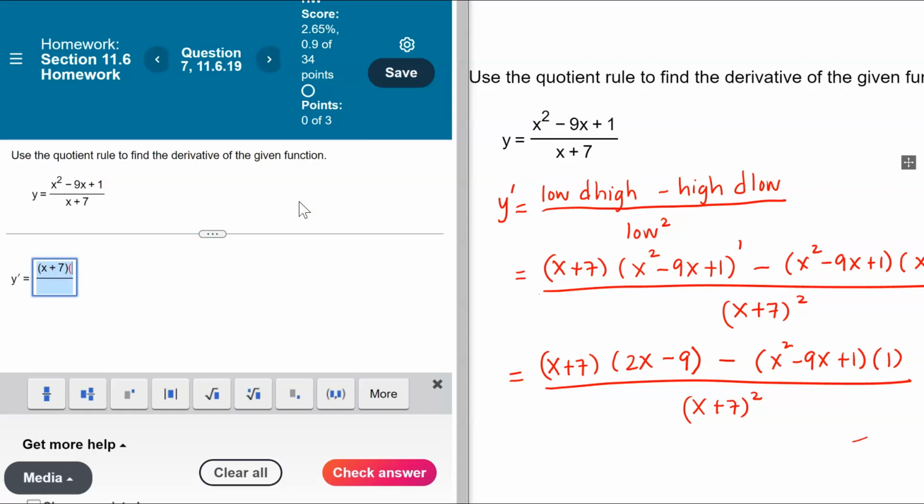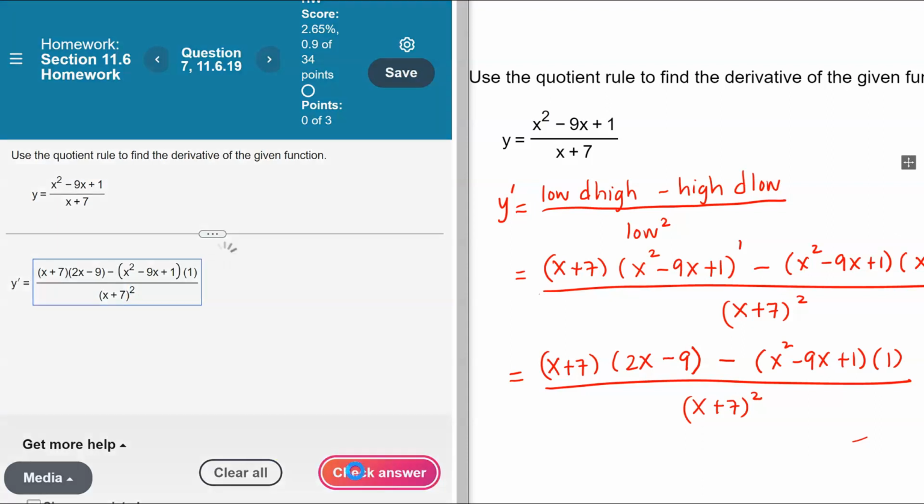quantity 2x minus 9 minus quantity x squared minus 9x plus 1 close parenthesis times 1. You don't need actually to write that times 1 there. And then divided by x plus 7 quantity squared.